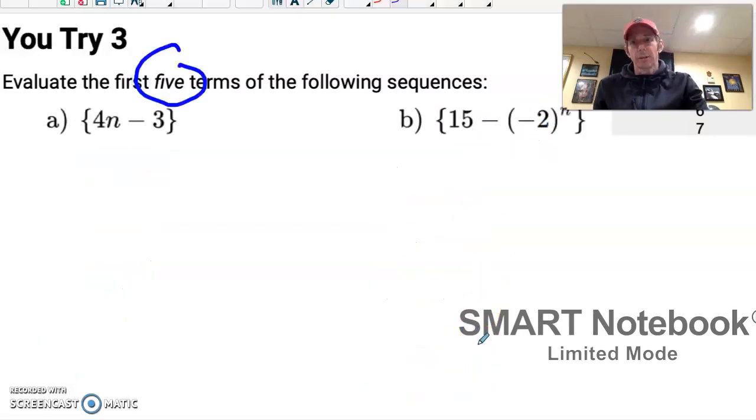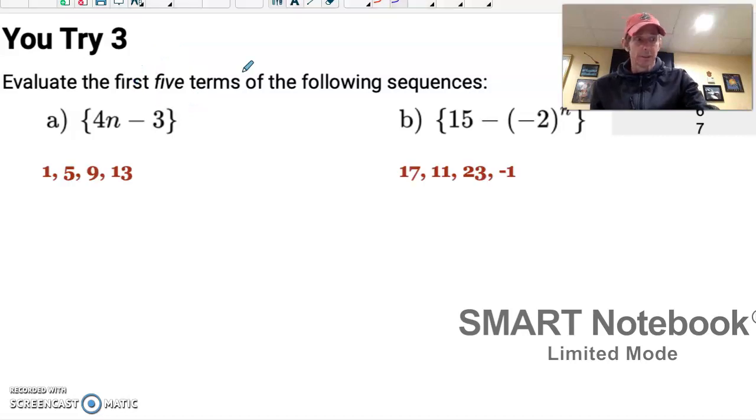And then your job at the end of the notes was to do the same thing with these two rules. Again, two separate rules, and again, a sequence is a list of numbers defined by a rule. So you're going to pause it. I'm not going to pause it. You're going to try both of these, and then you're going to unpause it, and you're going to check your answer. So pause now, and probably unpaused. Here are your answers.